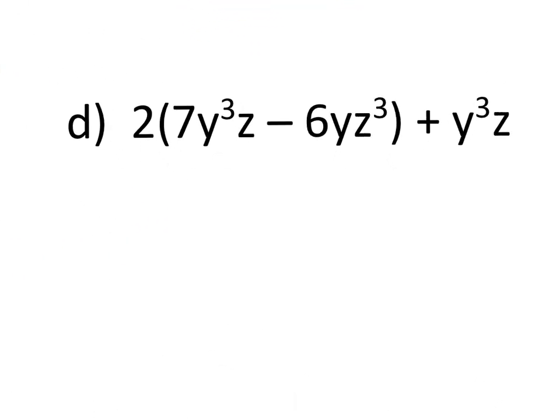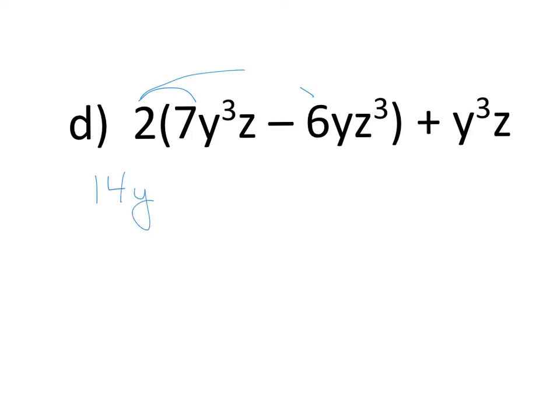Okay, so now on this guy, we're going to start putting together the ideas of distributing and combining like terms. You're always going to want to distribute first, so we're going to push that 2 through first. So I'm going to get 14 y to the third z minus 12 y z to the third. And then I'm not distributing to this guy because he's outside the parentheses, but I will go ahead and write him in down here.